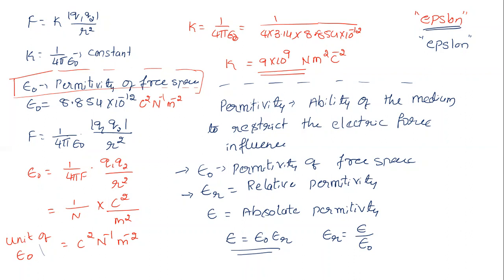It is like in class 9th, you studied the concept of relative density: the density of any material compared with water at 4 degrees Celsius. Like that, relative permittivity is the absolute permittivity divided by the permittivity of free space, that is, compared with free space or air medium. The permittivity of free space, we already know its value: 8.854 into 10 power minus 12, and the unit is Coulomb square per Newton per meter square.